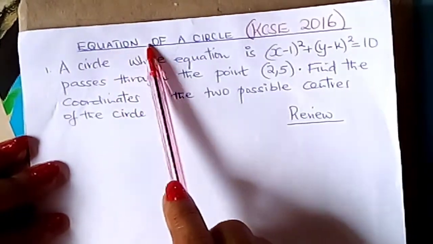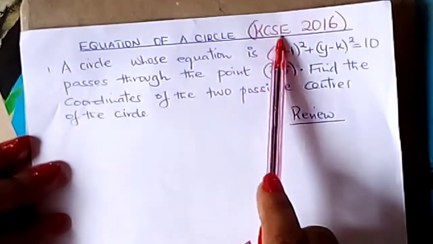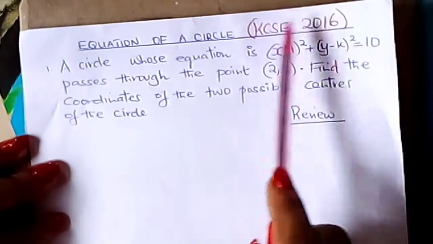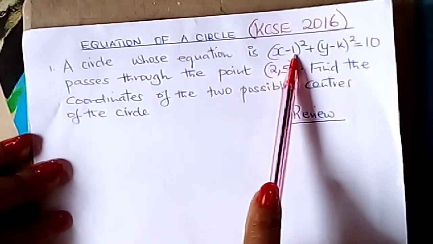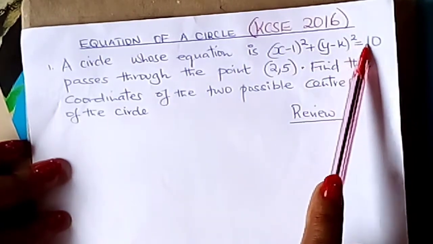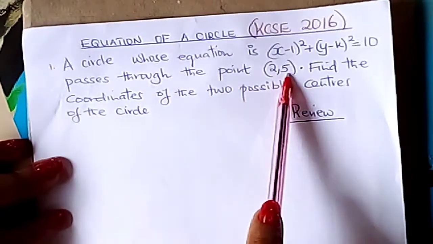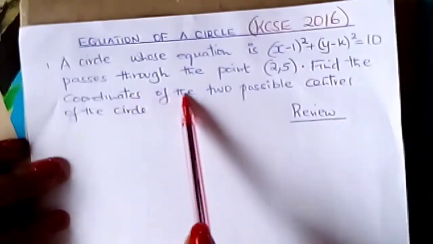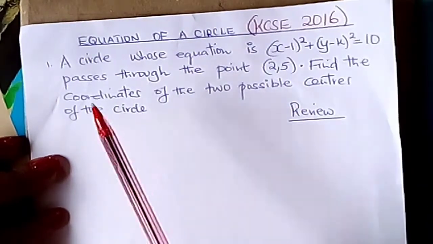We are looking at equation of a circle. It was tested in KCSE in 2016. The question is: a circle whose equation is (x - 1)² + (y - k)² = 10 passes through the point (2, 5). Find the coordinates of the two possible centers of the circle.